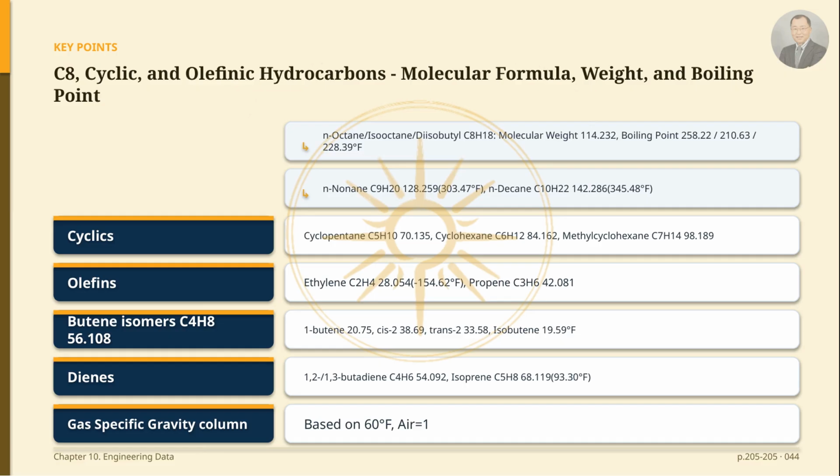For the diene series, 1,3-butadiene and 2-butadiene are C4H6 at 54.092, and isoprene is C5H8 at 68.119 with a boiling point of 93.3. The gas specific gravity column also indicates that it is based on air being 1 at 60 degrees Fahrenheit.